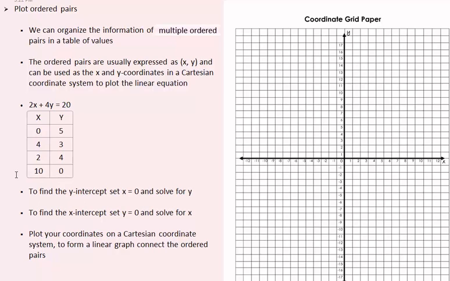Now that we have 4 ordered pairs, we can plot our ordered pairs on the Cartesian coordinate system to form a linear graph. So if we do so, and we start with (0, 5), we can plot our points (0, 5), (4, 3), (2, 4), or (10, 0). Now that we have our 4 points plotted, we can connect the dots to form our linear line. Now we know what the linear line would look like for the equation 2x plus 4y is equal to 20 if we decided to graph it onto a coordinate plane.